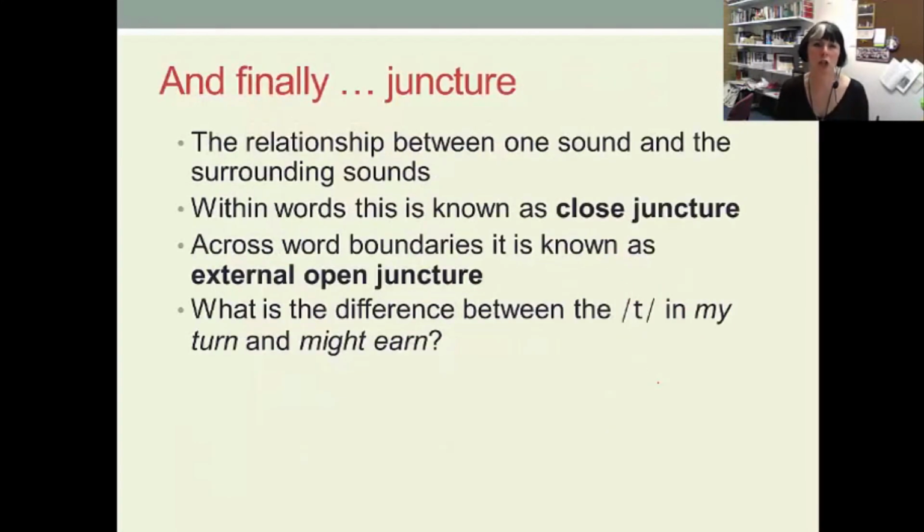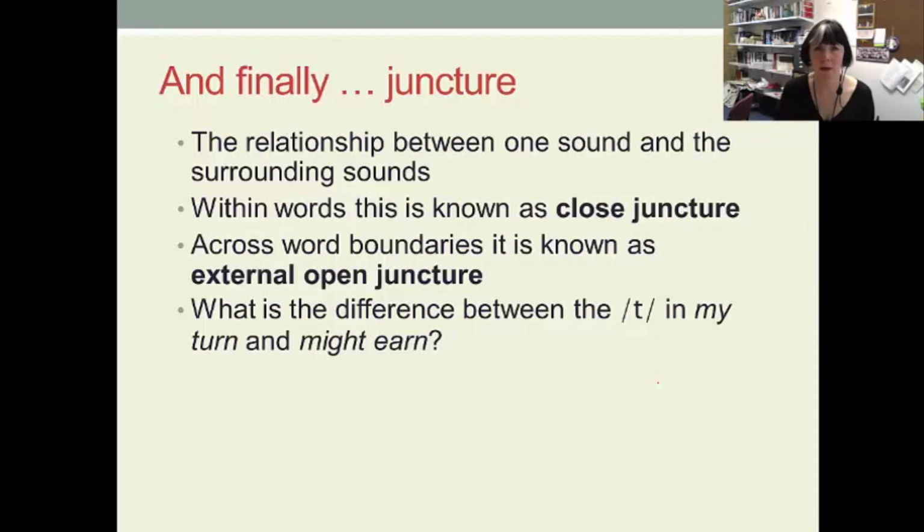Finally, a word about juncture. The relationship between one sound and the surrounding sounds is called juncture. Within words, this is known as close juncture. Across word boundaries, it's known as external open juncture. So mostly what we've been looking at when we looked at connected speech processes was what happens across external open juncture boundaries. One way of looking at this is considering what the difference is between the T at the beginning of turn in my turn and at the end of might in might earn.